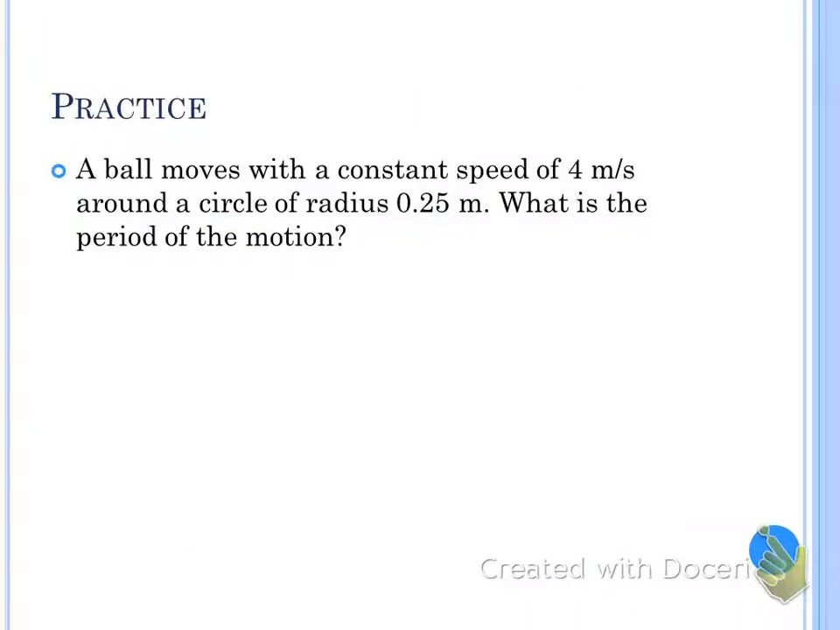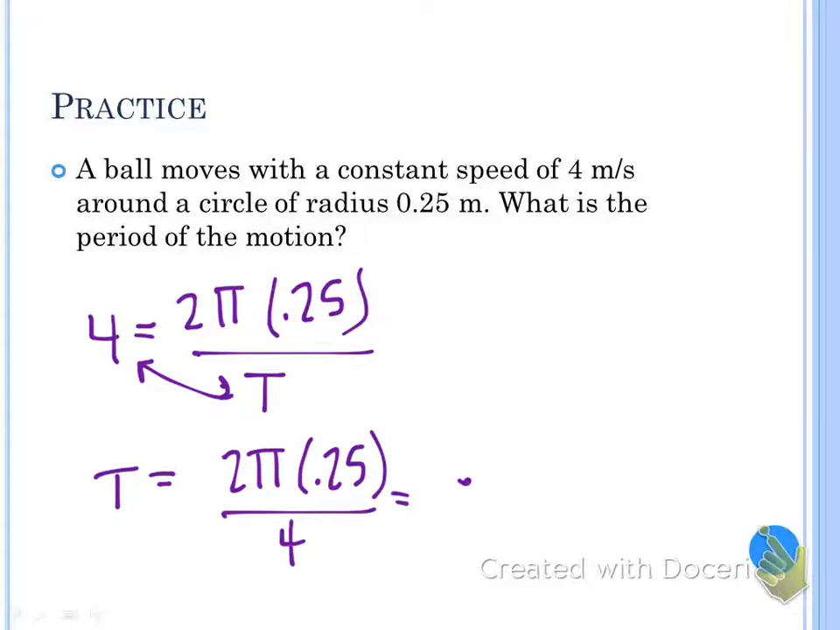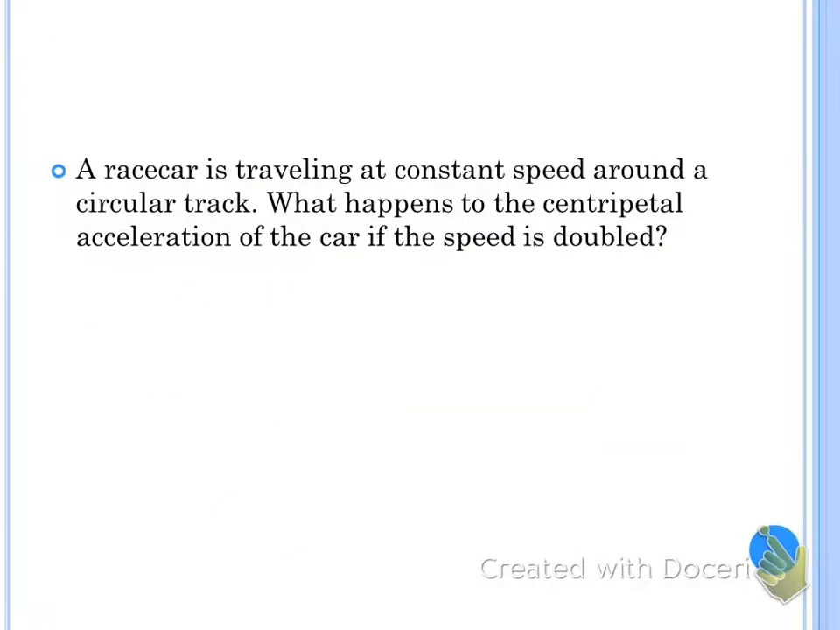A ball moves at a constant speed with a radius of 0.25. What is the period of the motion? All right, I want you to think about this with your partner next to you or someone next to you and give me an answer.